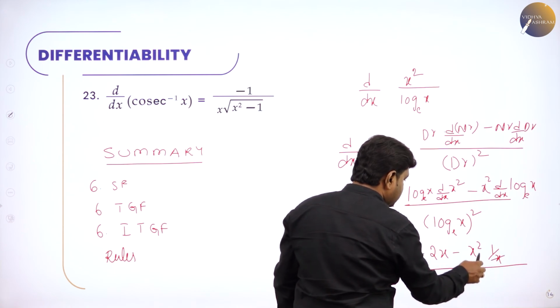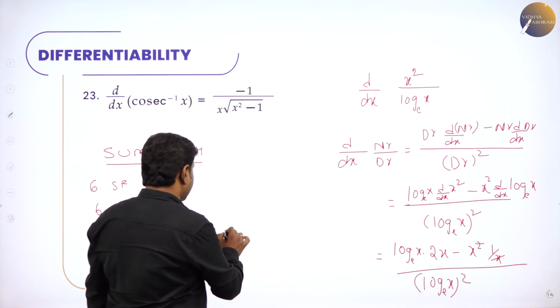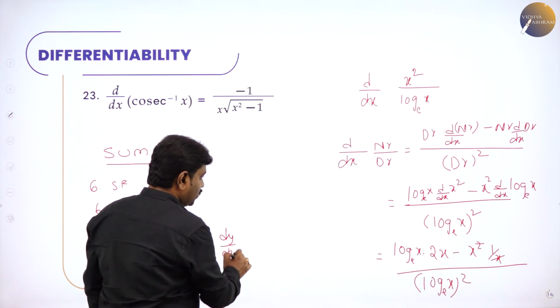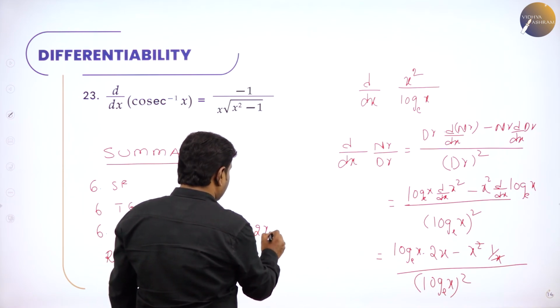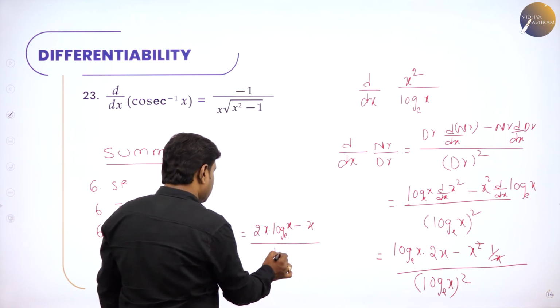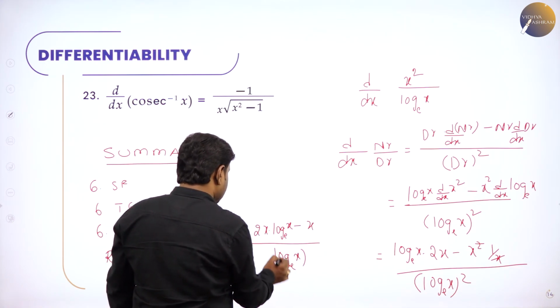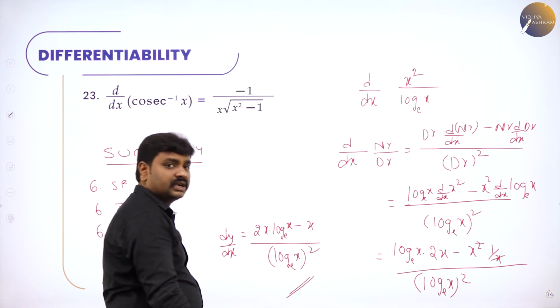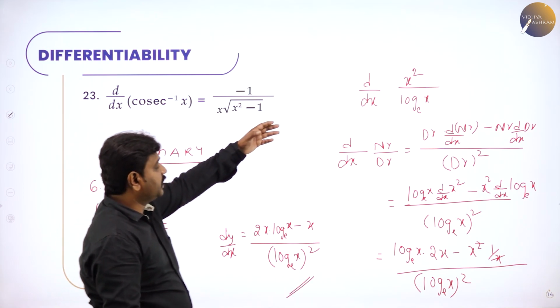So further I can cancel x and x, so we'll get dy by dx as what? 2x into log x minus x, divided by log x the whole square. This is the value of dy by dx.